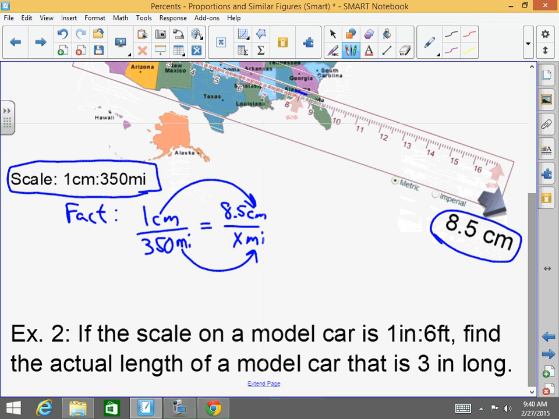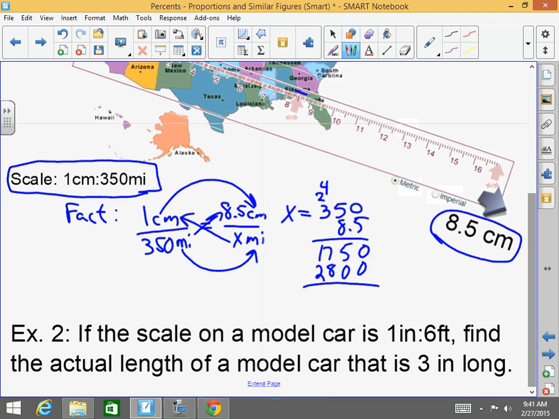So now let's cross multiply, boys. So X will equal 350 times 8.5. That's 0. That's 25. Carry the 2. 17. Skip a space. 0. That's 4. That's 28. So it's about 4,550 miles.